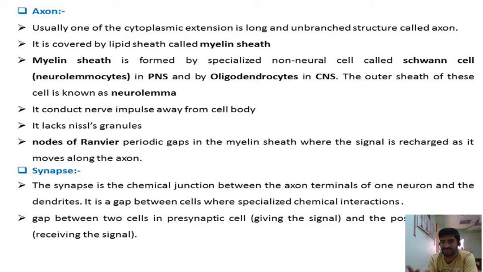It specially lacks Nissl granules. Another important structure included in the axon is called the nodes of Ranvier. These are periodic gaps in the myelin sheath where the signal is recharged as it moves along the axon. The signal is recharged through the nodes of Ranvier.